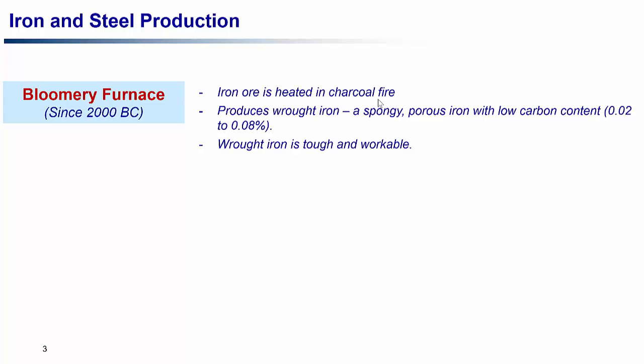This produces wrought iron, which is a spongy, porous mass of iron with very low carbon content, around 0.02 to 0.08%. Wrought iron has high densities of impurities called slag entrapped in it. The impurities were removed by heavy hammering to produce iron with very low carbon content. Wrought iron is tough and workable, and most of the metal produced and used during the Iron Age was wrought iron.